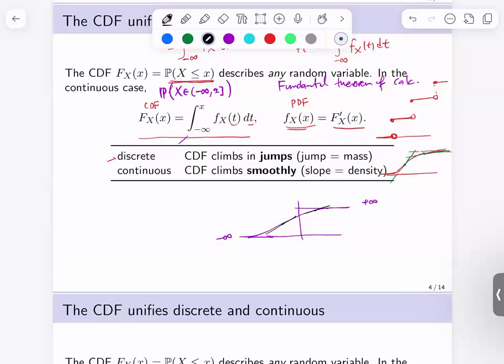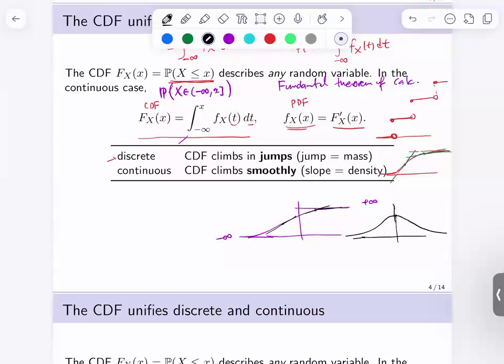So the PDF starts to go down here. As you can see, the slope dies down. And this corresponds to the fact that the PDF has to go down as you go to positive infinity and negative infinity. The mass cannot accumulate at infinity.